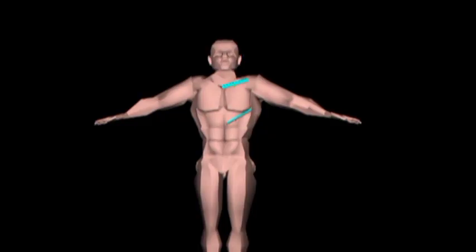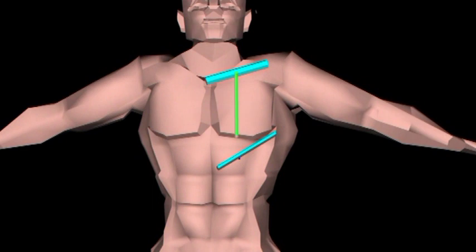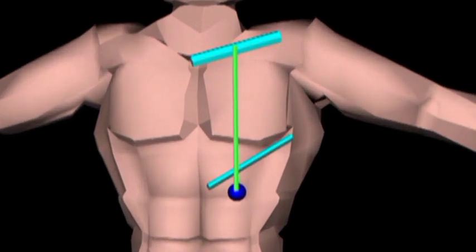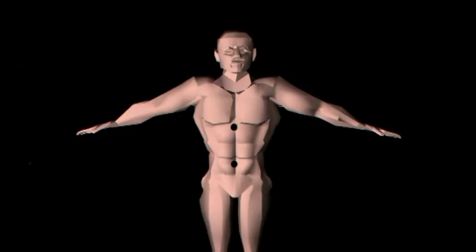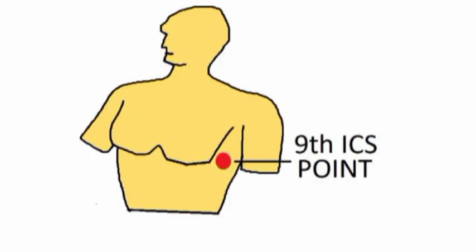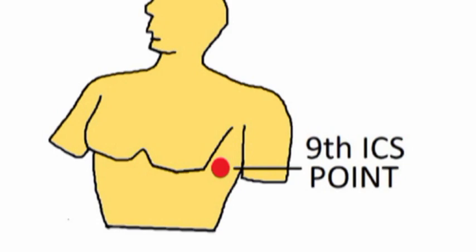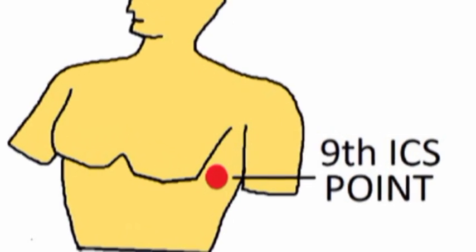In 1974, R. Palmer suggested a point named after him. This is Palmer's point, which is in the mid-clavicular line, 3 centimeters below the costal margin in the left hypochondrium area. This is Lee Huang entry point, midway between the xiphoid process and umbilicus. And this is the ninth intercostal entry point, and it is in the anterior axillary line in the ninth intercostal space on the left side at the superior border of the rib.